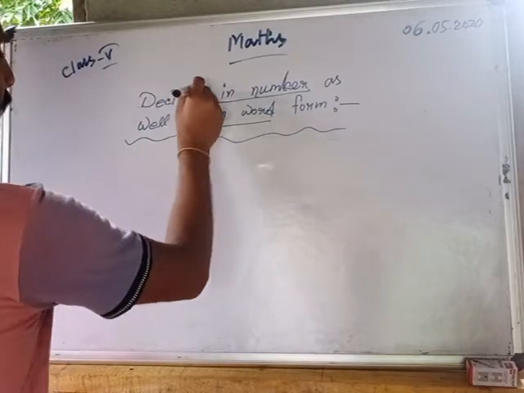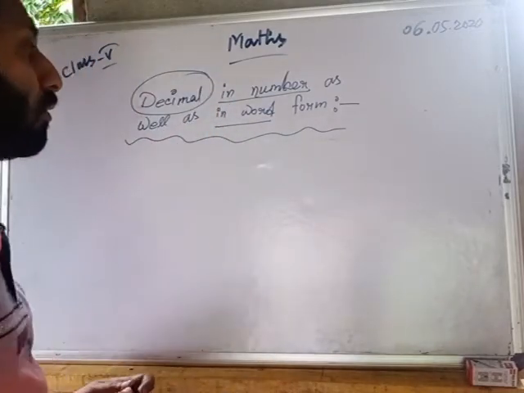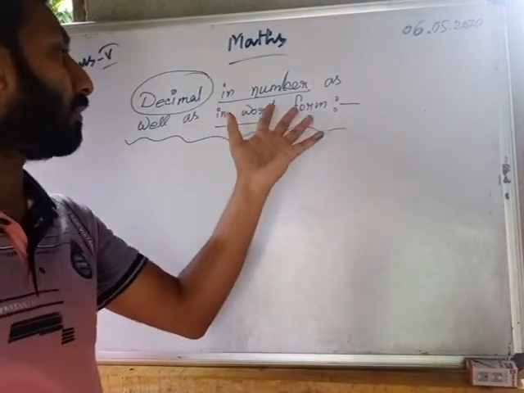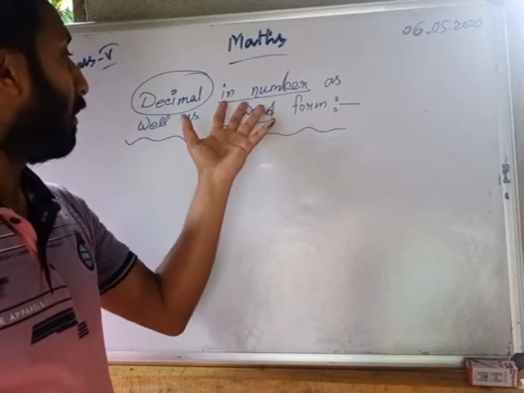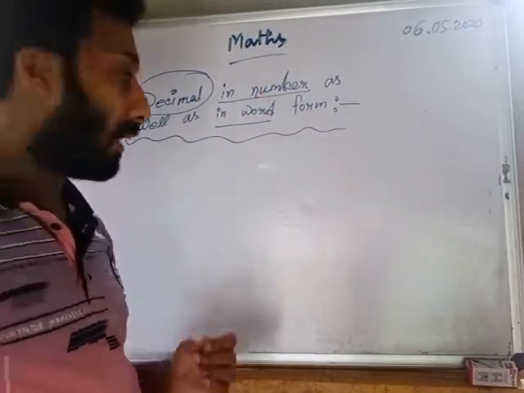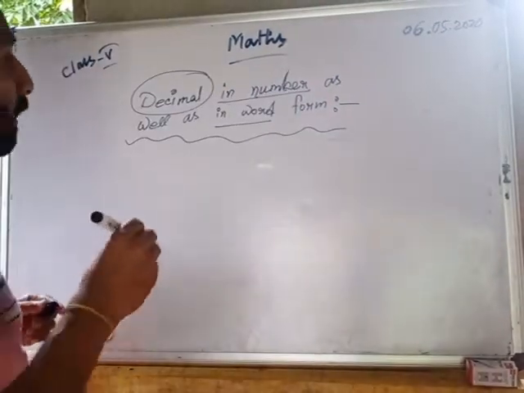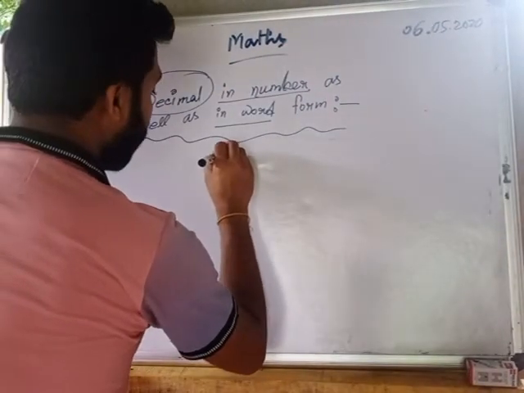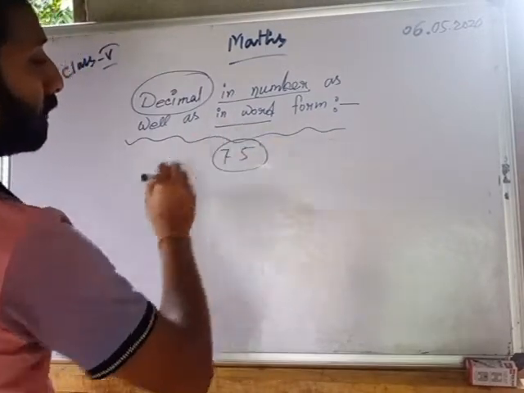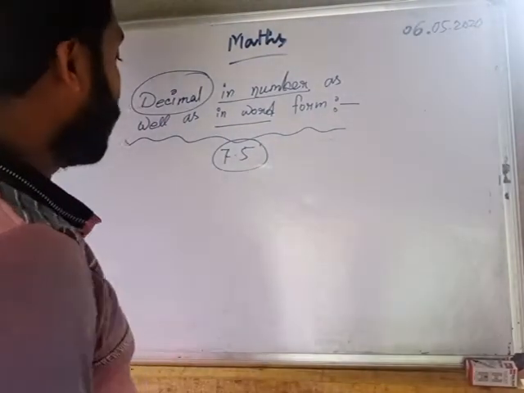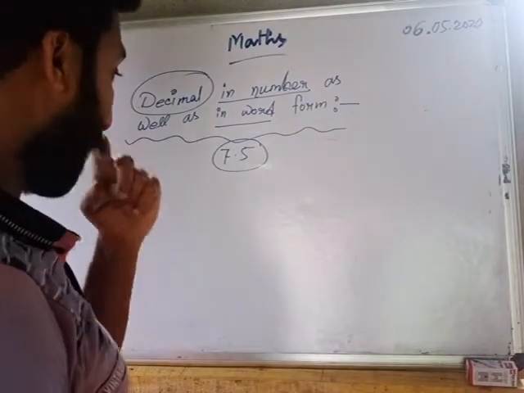What is decimal? Today we will learn what a decimal number is, and how to read it in words or in numbers. Decimal means a point goes within the digits. That is called a decimal.